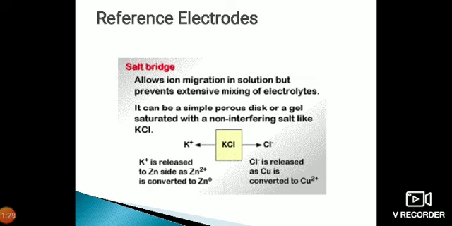Here the sintered glass disc works as a salt bridge, allows the ion migration in solutions but prevents extensive mixing of electrolytes. It can be a simple porous disc or a gel saturated with a non-interfering salt like KCl. K+ is released to the zinc side as Zn2+ is converted into Zn, whereas Cl- is released as copper is converted to copper 2+ when it is connected with other electrodes there.